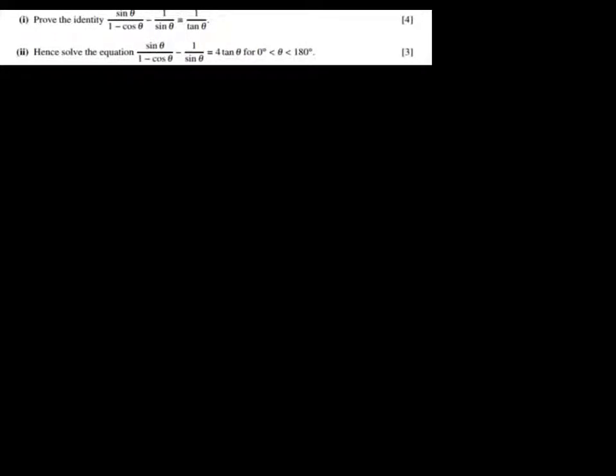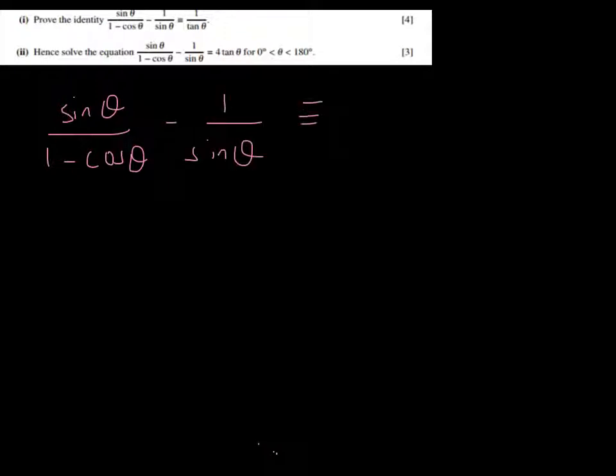Okay, and the last one for today is a little bit of trig identity, trig equations. So we've got to somehow prove that sine theta over 1 minus cosine theta, that's 1 over sine theta, that all is equivalent to 1 over tan theta.